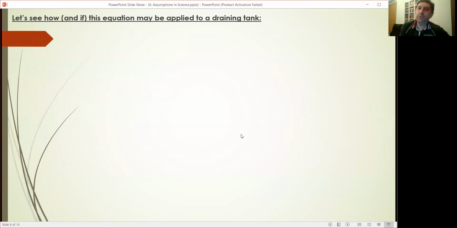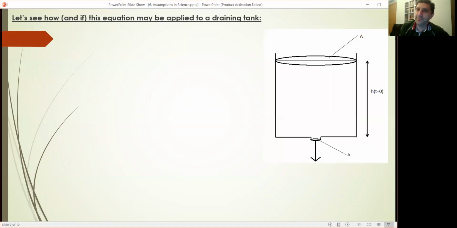Now, how do we use this in a draining tank? What do I mean by a draining tank? In the very simple representation, we have a tank initially filled with water. There is no continuous inlet, and there is a hole here. Once we fill the water, let's say we open this hole and let it drain. We would like to model this system.